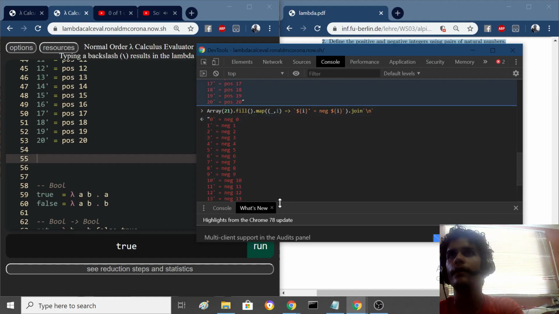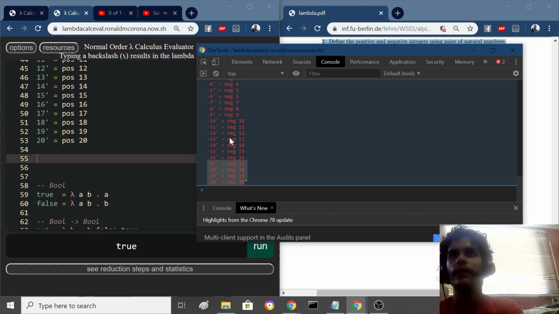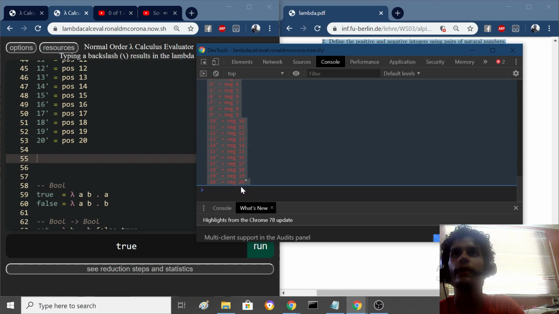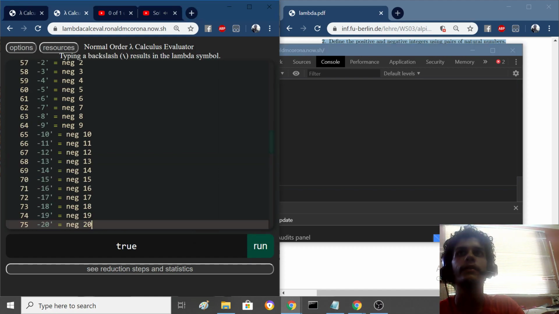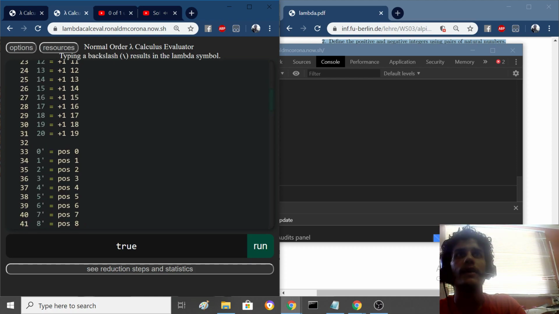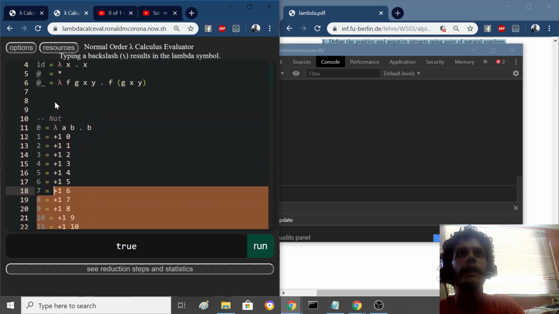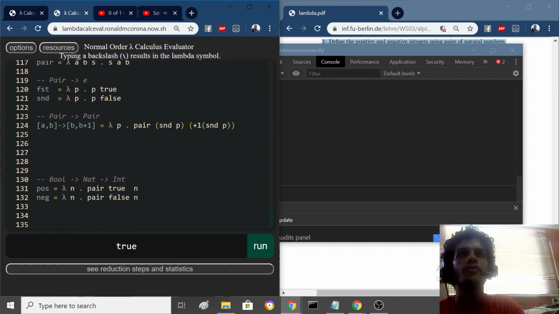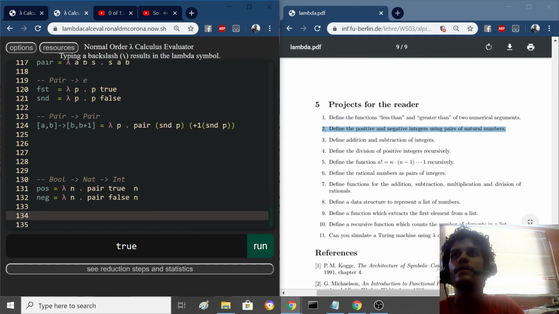Oh, let me just change something right here. They should have a negative sign in the front. So 20 positive numbers, 20 negative numbers. Actually 21 because we're including 0. 22, right? 0, negative 0, positive 0, right? Alright. So yeah, we have all the natural numbers, right? Well, 20 natural numbers, 20 positive numbers, 20 negative numbers. Super cool. And there we did it. We defined a whole bunch of numbers.